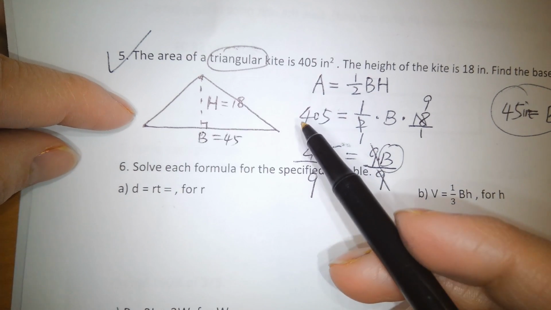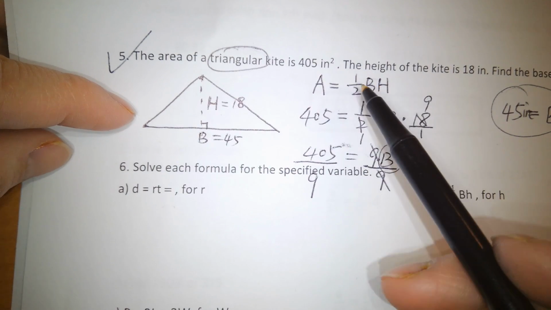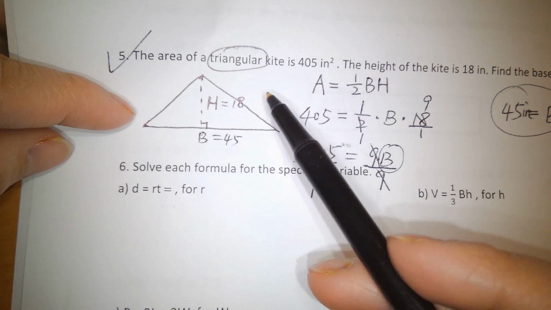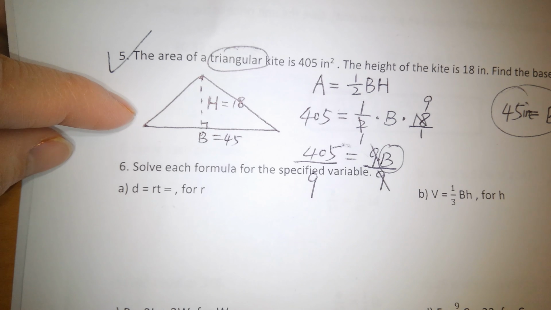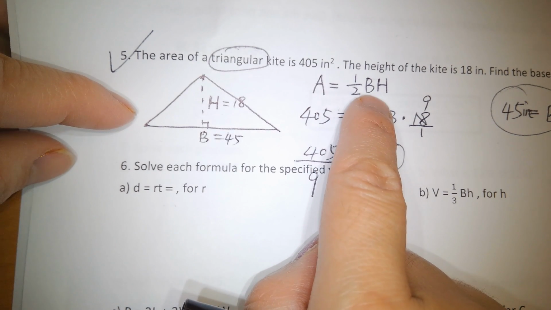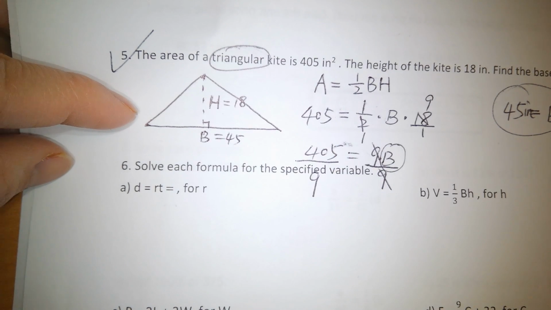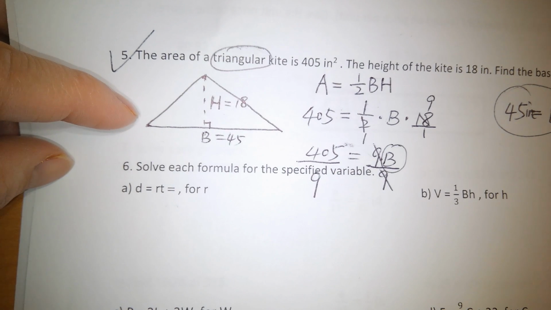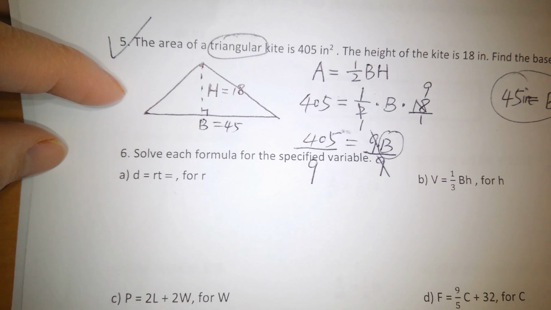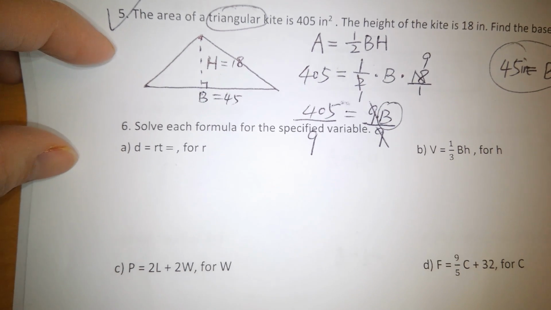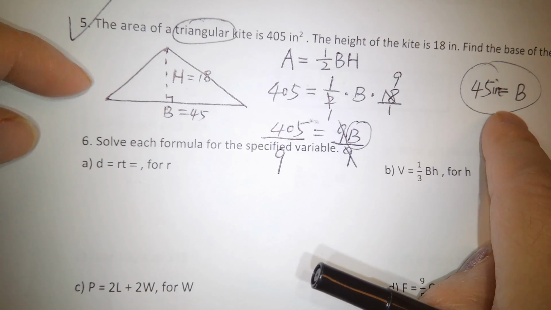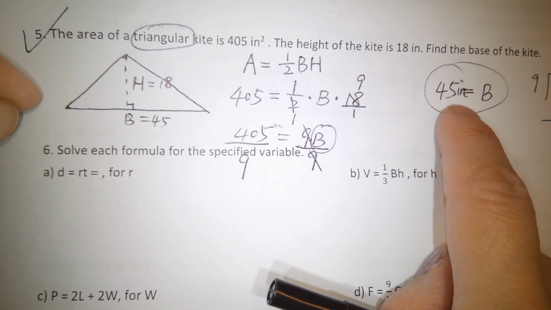So you can use your calculator, okay? So times 1/2, which is 0.5, right? By 45 by 18 and check whether the product equals 405 or not. Use a calculator, check it. 1/2 is 0.5, right? 0.5 times 45 times 18. Do you get 405 or not? Yeah. You do, right? So you check, okay? So that means the base B is indeed 45 inches, right?